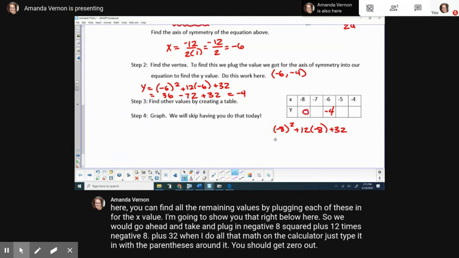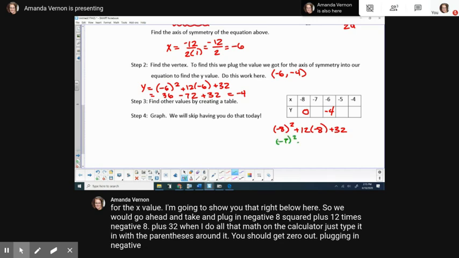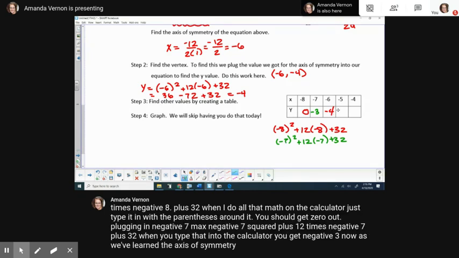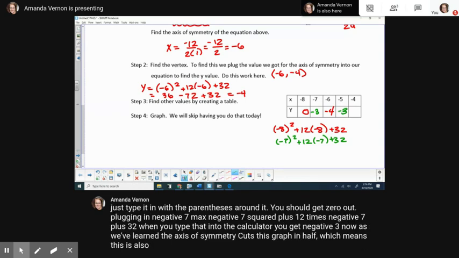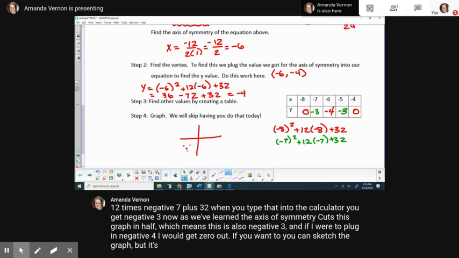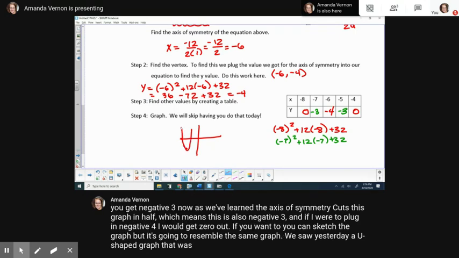Plugging in negative 7 next. Negative 7 squared plus 12 times negative 7 plus 32. When you type that into the calculator, you get negative 3. Now, as we've learned, the axis of symmetry cuts this graph in half, which means this is also negative 3. And if I were to plug in negative 4, I would get 0 out. If you want to, you can sketch the graph, but it's going to resemble the same graph we saw yesterday, a U-shaped graph that was translated to the left 6 and down 4.